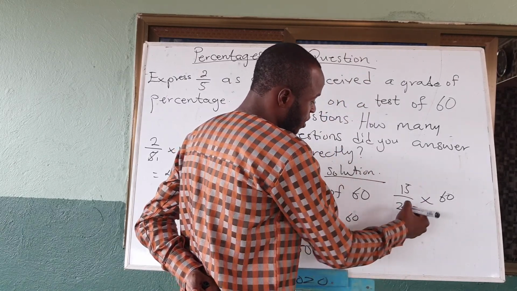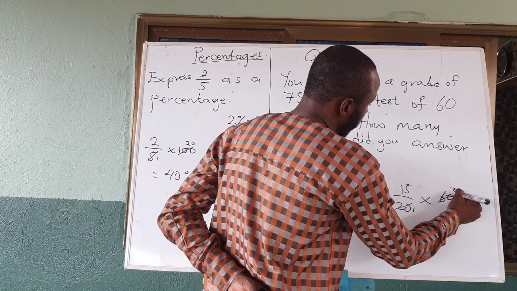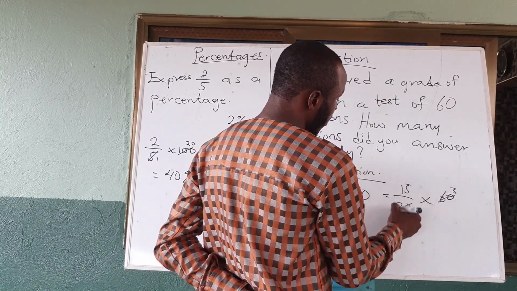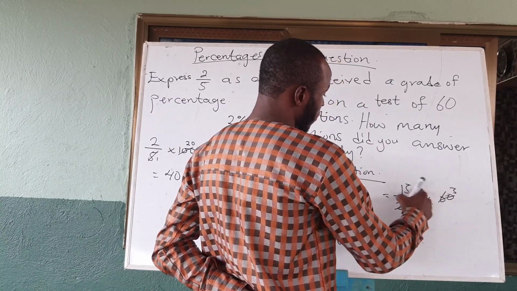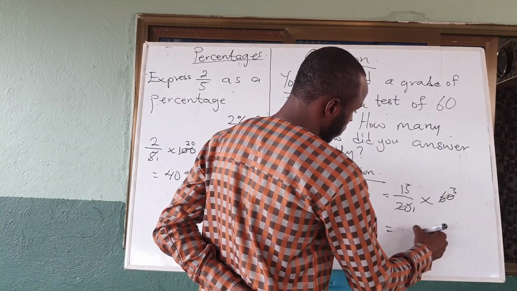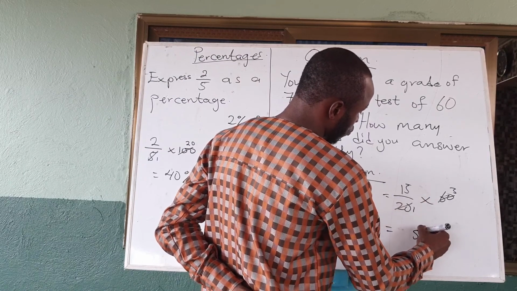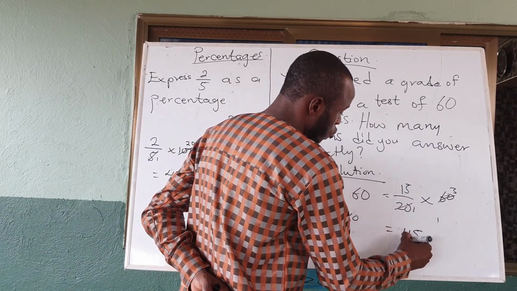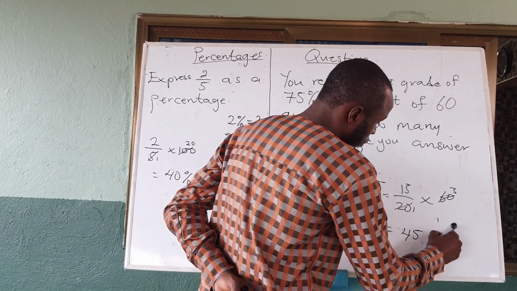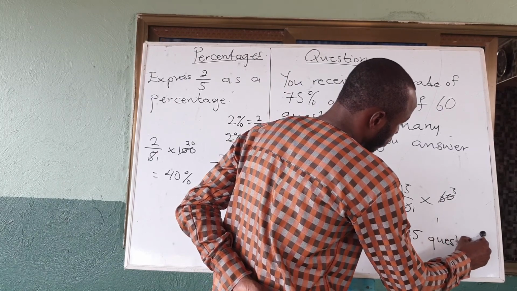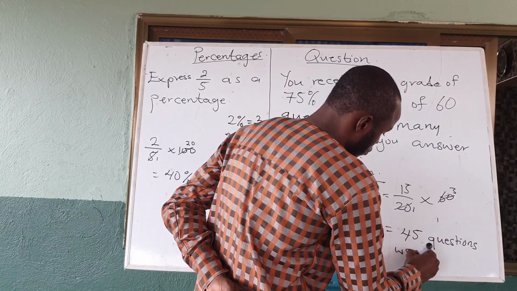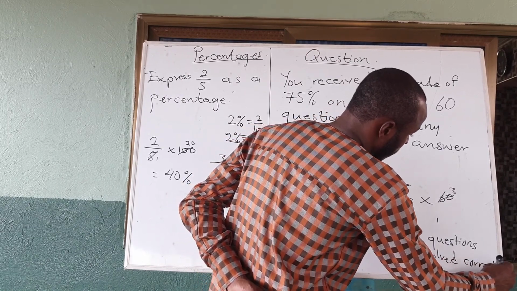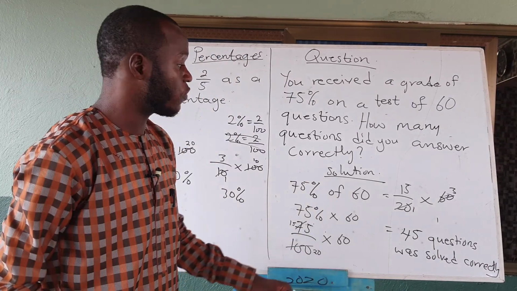Now 20 will go into 20 once, and 20 will go into 60 what? 3 times, okay? So now we have 3 by 15. Now 3 by 15 will give us what? 3 times 5 is 15, 3 times 1 is 3, plus 1, we have 4. So it means what? 45 questions were solved correctly. So 45 questions were solved correctly.